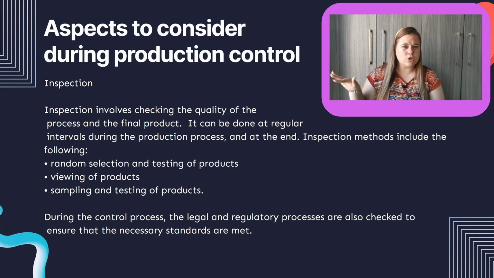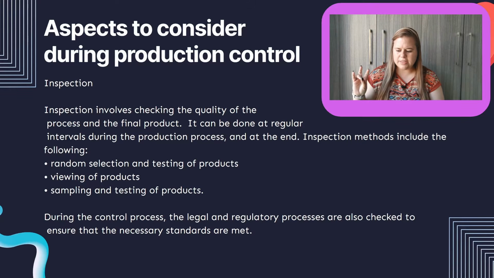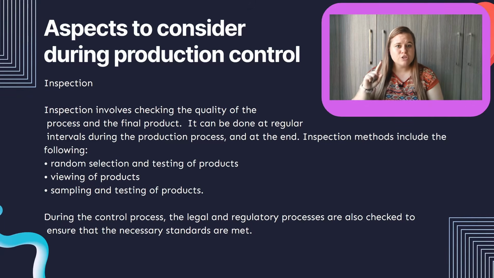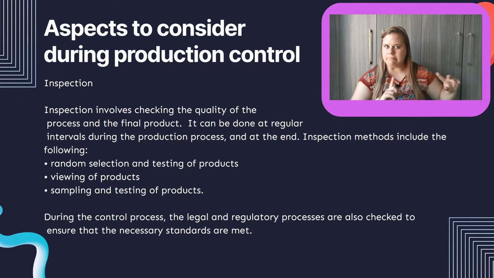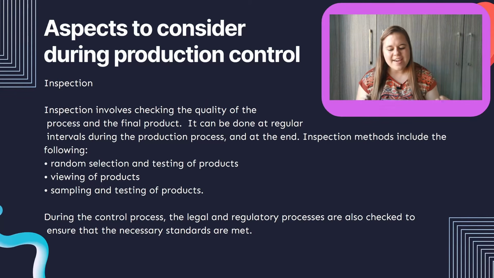A few months ago, there was a peanut butter issue in South Africa. I might be pronouncing this wrong, but the aflatoxin levels were too high in peanut butter. So where did they notice this? Inspection. Obviously they would have produced the products and maybe control wasn't done. I'm not sure, I can't speak on behalf of them.